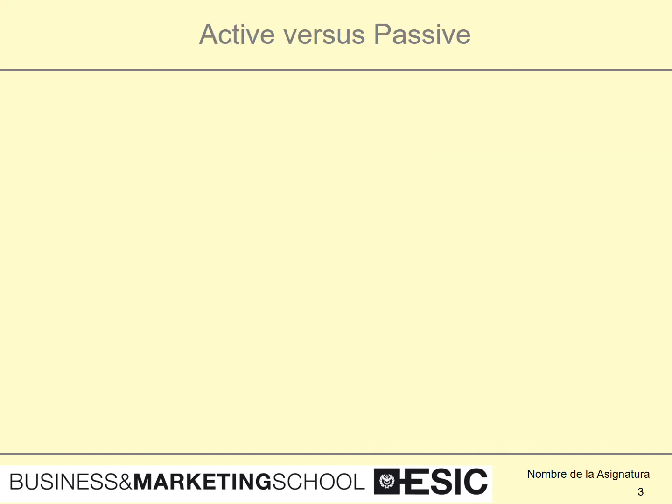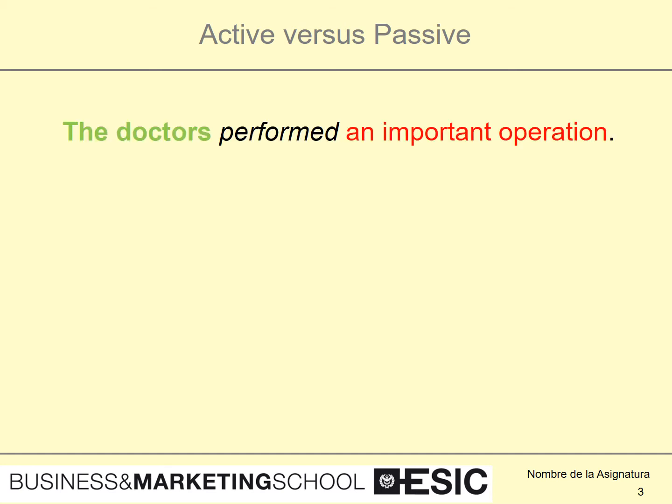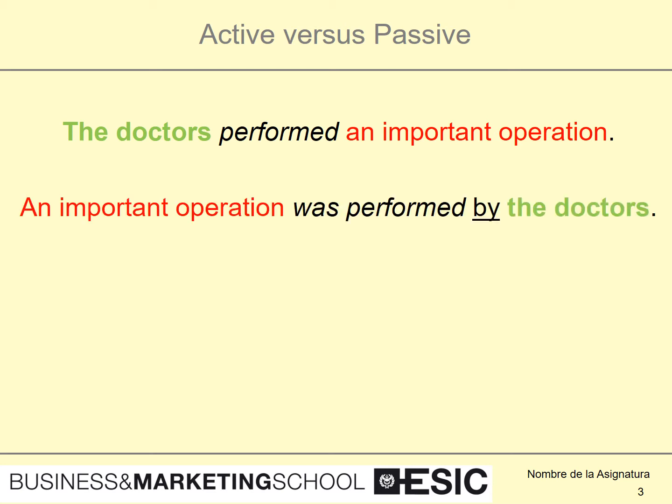So what's the difference between active and passive? Let's see the structure. The active one is always like this, right? Someone doing something. The doctors performed an important operation. We know that this is straightforward, but then when we put this to passive, we say that an important operation was performed by the doctors. So an important operation comes to the beginning and the doctors go to the end.